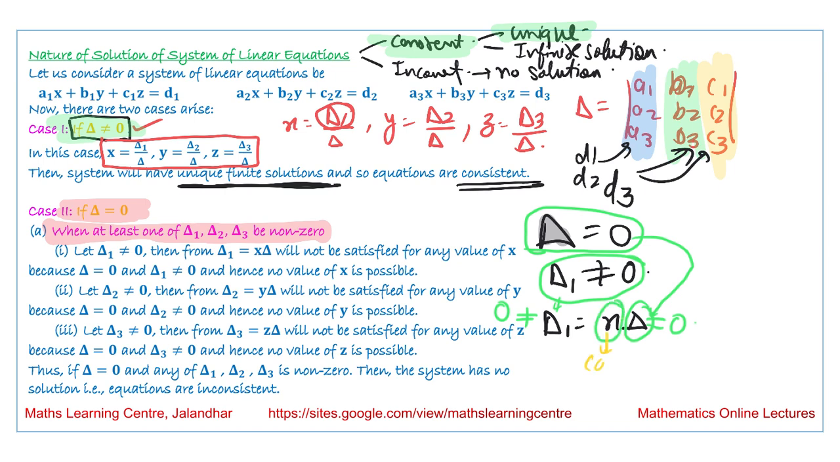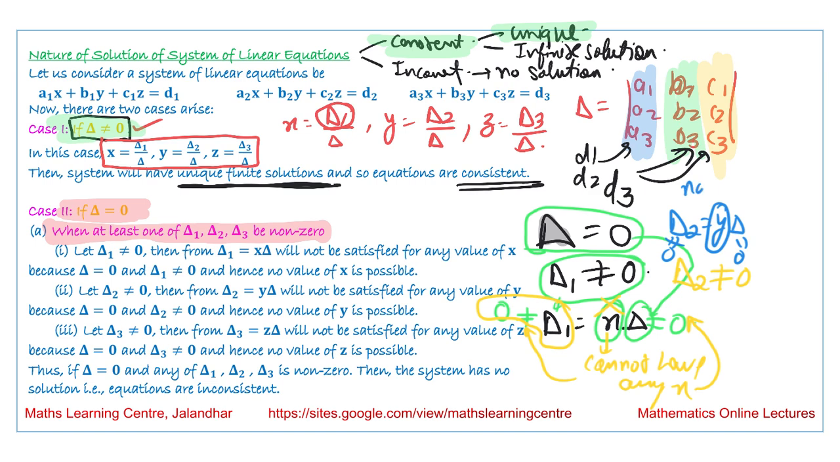So clearly we cannot have any x which, when multiplied with 0, will give us a non-zero answer. So no such x is possible. Similarly, if delta 2 is not equal to 0, then delta 2 is equal to y times delta. This term is equal to 0 and this is not equal to 0, so there is no such y possible, for which if we multiply it with 0, the answer we obtain is non-zero.